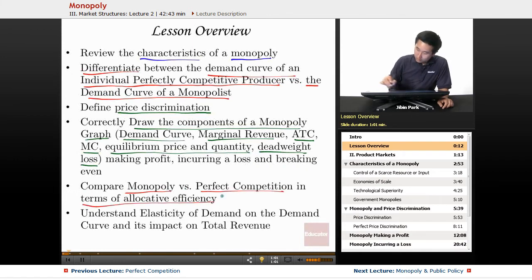Finally, we're going to compare monopoly versus perfect competition in terms of allocative efficiency. And also, we're going to understand elasticity of demand on the demand curve and its impact on total revenue.